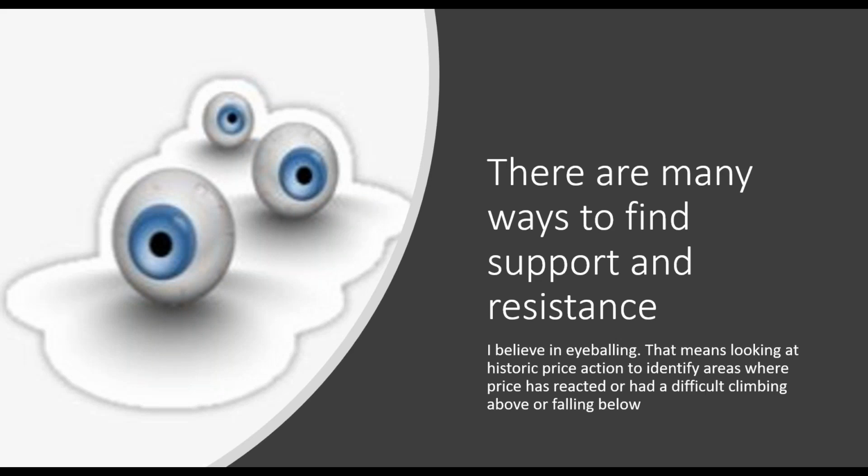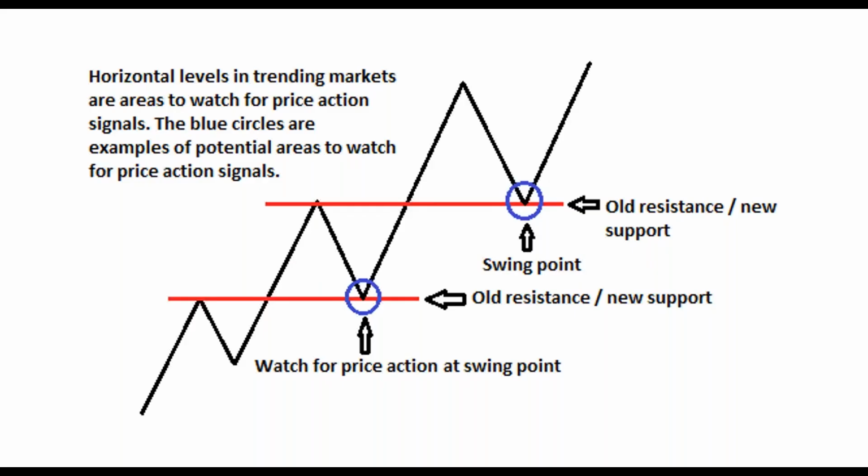It's because you use your eyes to go back and look on your charts in the past to see where important levels for that asset were. It means looking at historic price action to identify areas where price has reacted or had a difficult time climbing above or falling below. Horizontal levels in trending markets are areas to watch for price action.